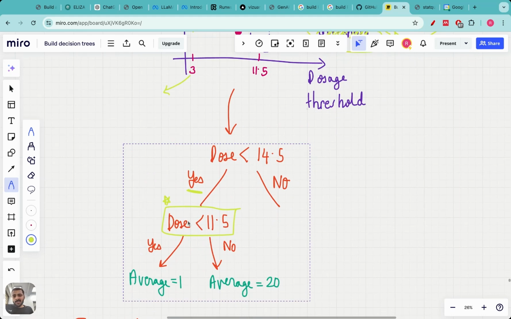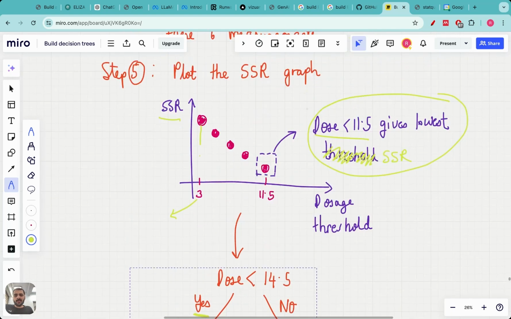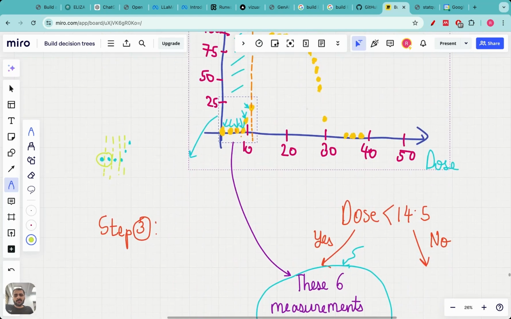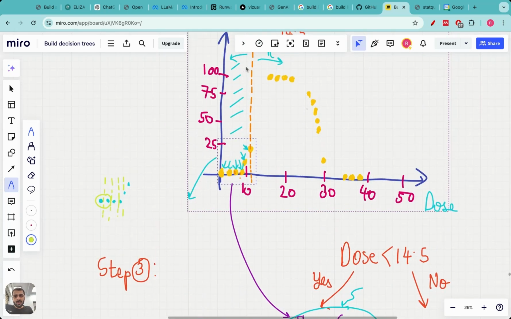So what you will do is that now the dose less than 11.5, right? You will again break it into two categories. You will break it into yes category and you will break it into the no category. So when you further do a split along the 11.5, 11.5 will be somewhere over here, right? There will be the left side of this, which is dose less than 11.5, and dose greater than 11.5 on the right side of this.